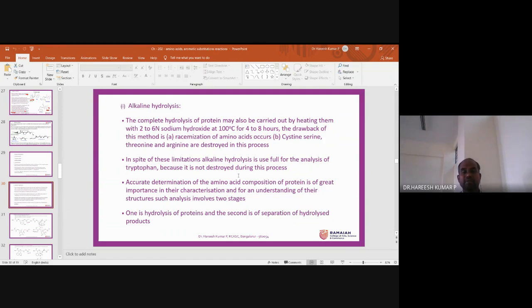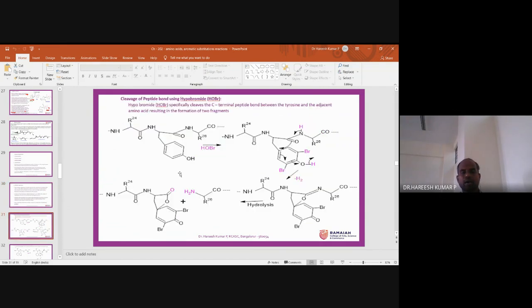So a special method of cleavage of peptides is involved, and here one chemical, called hypobromite, is used. So what will this hypobromite do? Hypobromite cleaves the C-terminal peptide. You know that there are the C-terminal end and the N-terminal end. Normally when you write a peptide on a board or paper, on the left-hand side there will be a free amino group, which is called the N-terminal end. On the right-hand side there will be a free carboxylic group, which is called the C-terminal end.